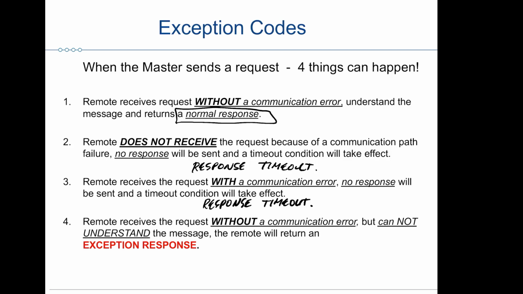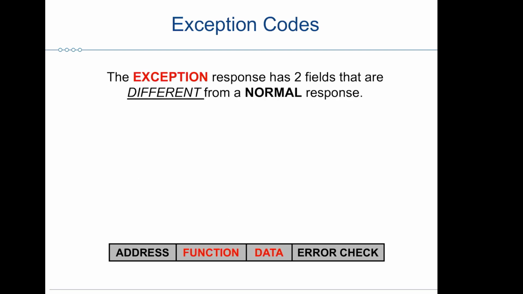Now here's the one that involves an exception code. The remote receives the request without a communications error. It parsed it, but when it parsed it, it didn't understand or didn't like what the request was. And this results in an exception response. So the exception response has two fields that are different from a normal response. And that's the function field and the data field.